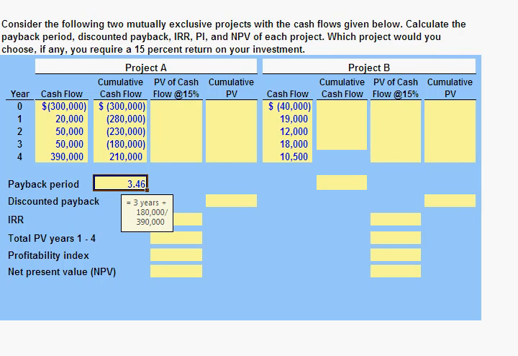It is actually 3.46 years, which is 3 years plus the $180,000 deficit remaining at time 3 divided by the $390,000 cash flow we receive in year 4.